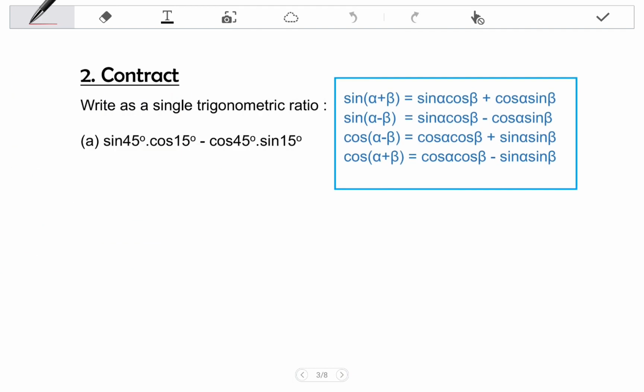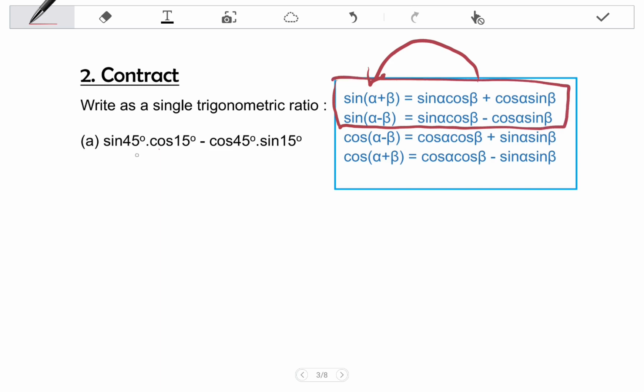Right, a second way that we can use the compound angle formulae is to contract. So this would mean going from the right side of the formulae to the left side. Okay, so let's look at this example. It says, write as a single trigonometric ratio: sin 45° cos 15° - cos 45° sin 15°. Okay, the first thing I notice is that I have sine cos and then cos sine. So sine cos, cos sine, that is part of my sine compound angle formulae.